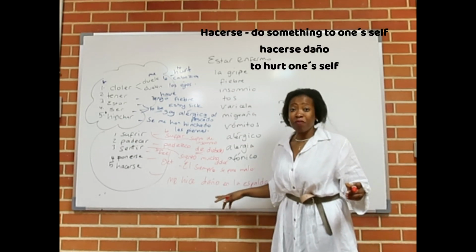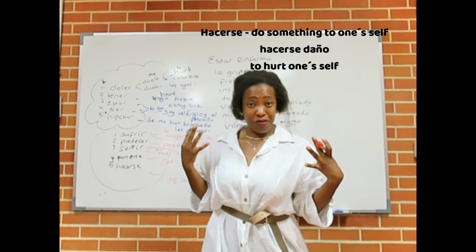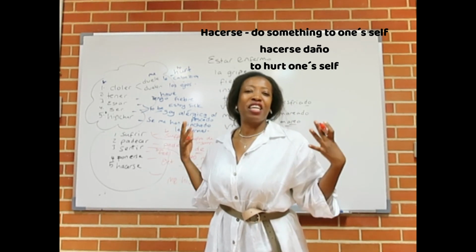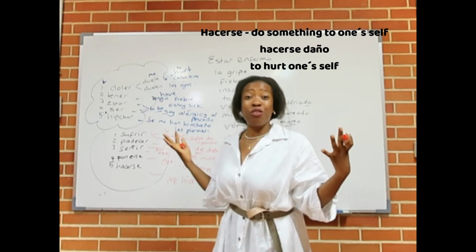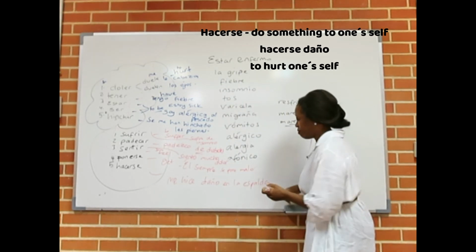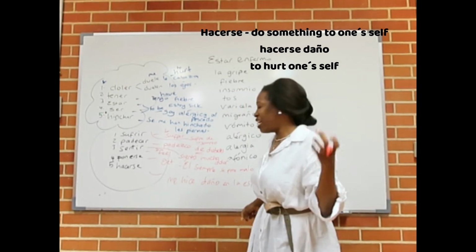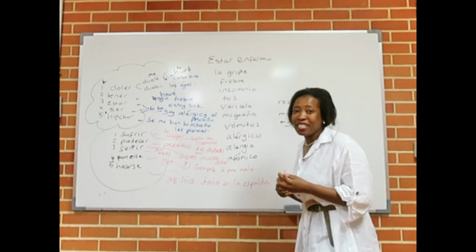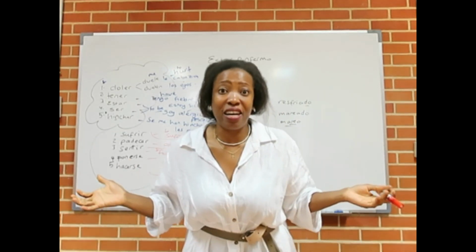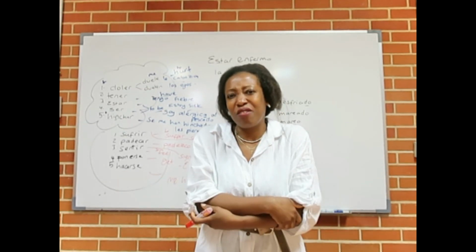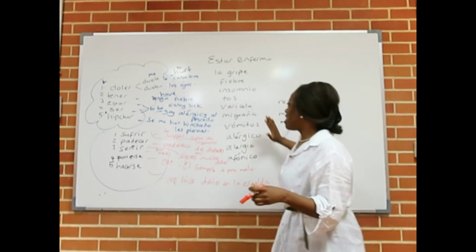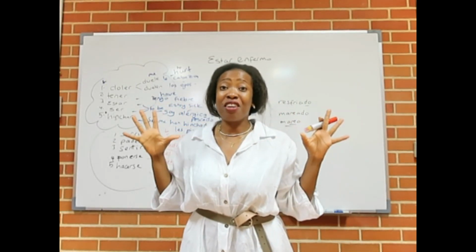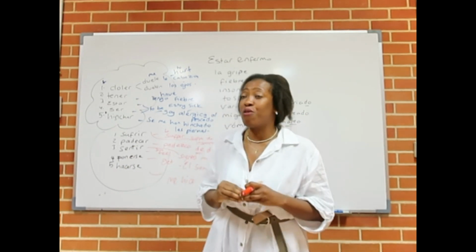Me hice daño, I hurt myself. So in this sense, it's not do, but it's like to do myself an injury. Okay? Me hice daño, I hurt myself, my back. Me hice daño en la espalda. I hurt my back. Okay? Me hice daño, I hurt myself. ¿Qué te pasa? Me hice daño. I hurt myself. Yeah? Right here. So these are your key verbs when talking about illnesses. Make sure you learn them if you don't already know them.